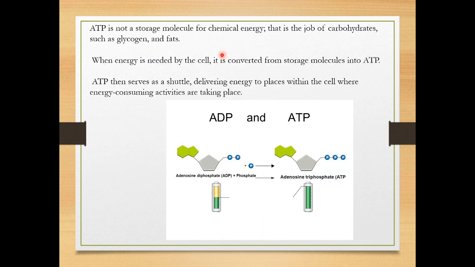It's not a storage molecule for chemical energy. That is the job of carbohydrates such as glycogen, and fats. So glycogen and fats store the chemical energy. When the energy is needed by the cell, it is converted from the storage molecule into ATP. So these glycogen and fats are broken down, and during that process ATP is generated. Then from the ATP the energy is released for cellular activities.